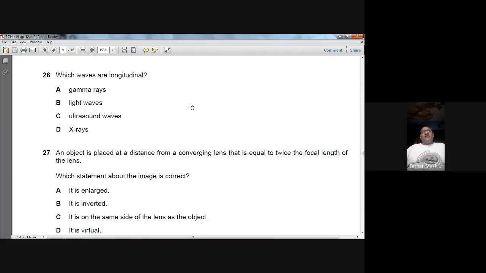X-rays. They are transverse waves. They are part of the electromagnetic spectrum. Only the ultrasound is not part of the electromagnetic spectrum. Ultrasound waves are longitudinal waves, the waves which have compressions and rarefactions. So C is the option. Question number 26, C is the option.